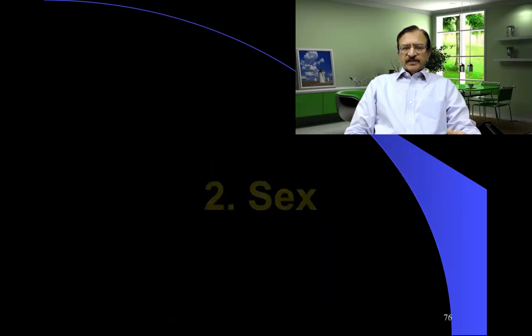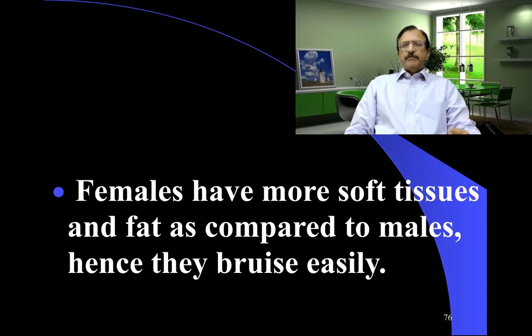The sex factor is also important because we know that females have more soft tissues and fat as compared to males. And as in the soft tissues, the vascularization is more, so they are more vulnerable to bruise. So females, as compared to males, having tender soft tissues, bruise easily as compared to males.